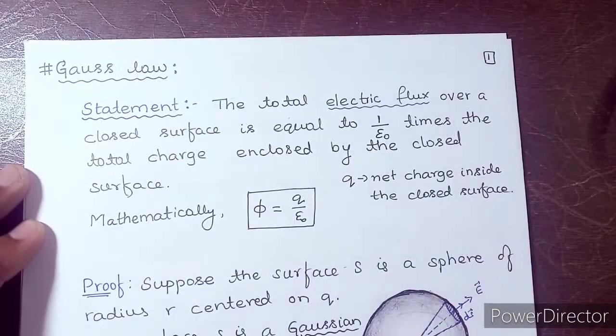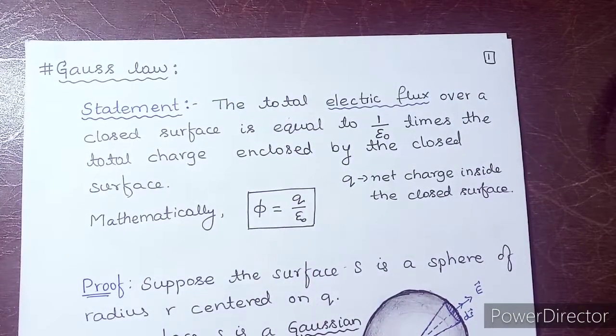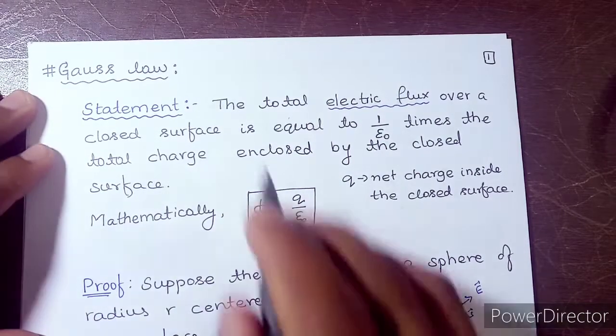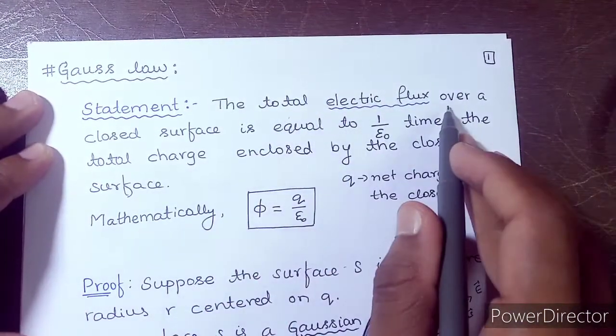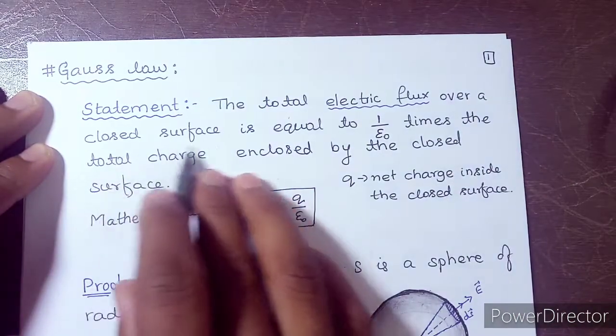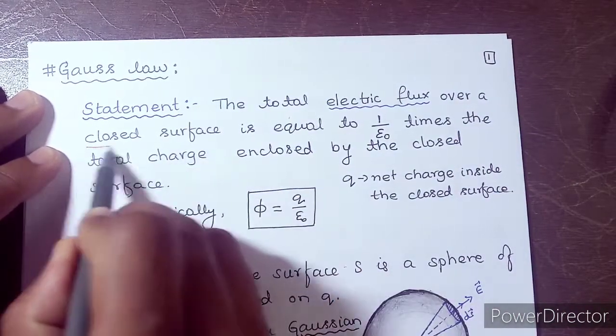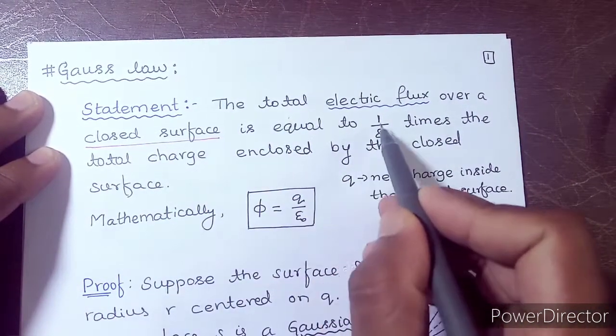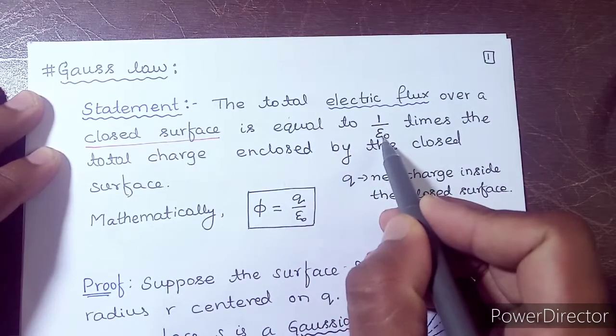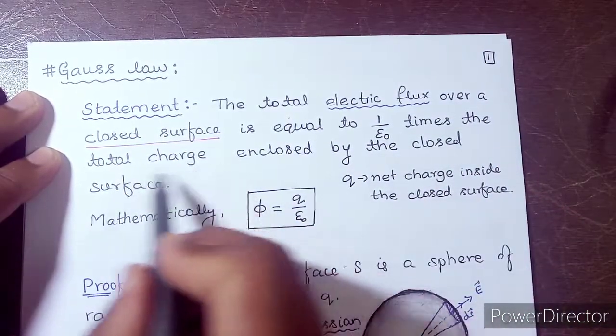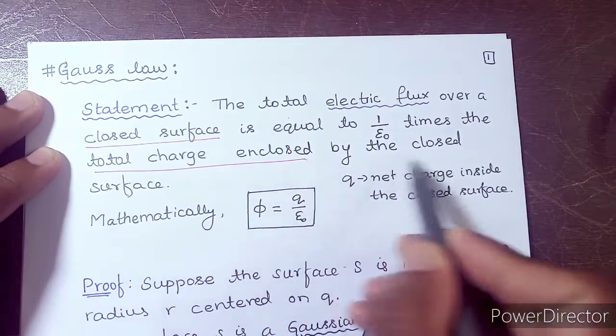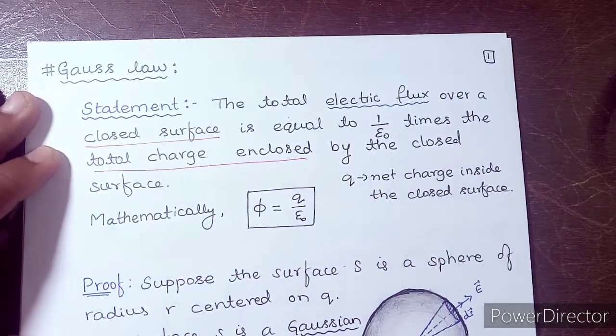So we have the Gauss law, dear students, and its statement goes like this: the total electric flux over a closed surface is equal to 1 by epsilon naught times the total charge enclosed by the closed surface.